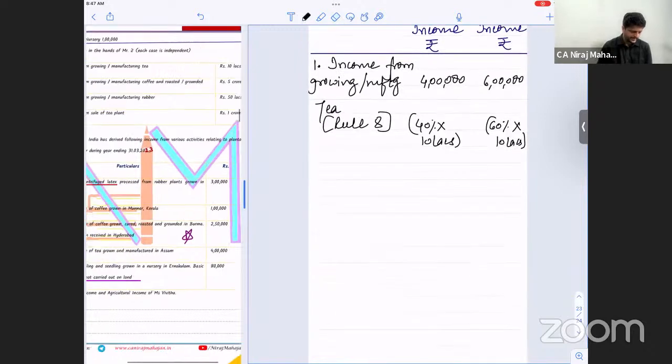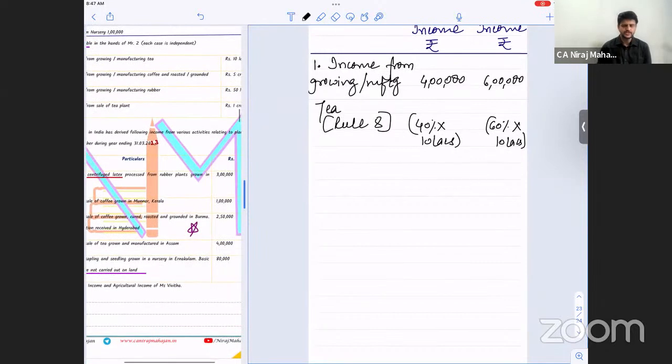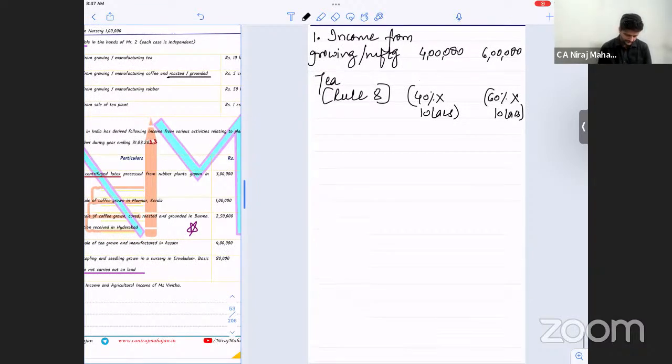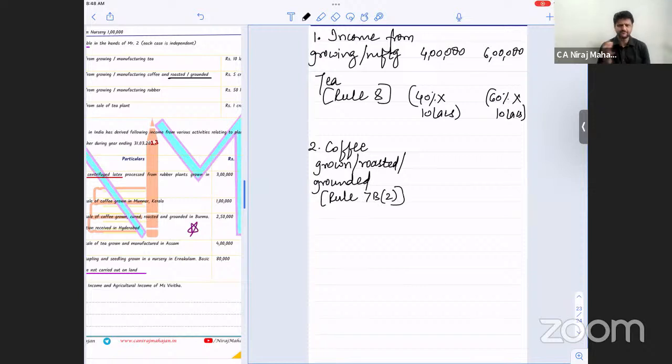Let's go ahead. Second is what? Growing, manufacturing coffee, roasted and grounded is also there. Okay. Roasted and grounded. So further processing is done. No? Further processing is done. Okay, everybody. So second. I'm writing coffee grown, roasted and all. Roasted, grounded. Tell me the rule. 7B1 or 7B2? 7B2. Very good.